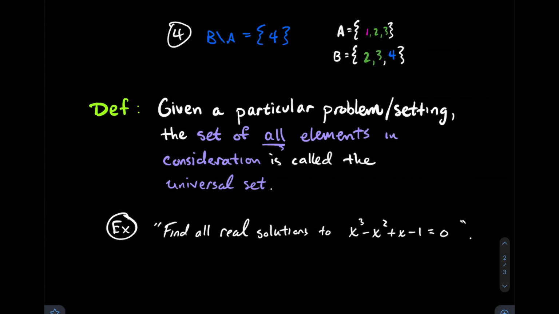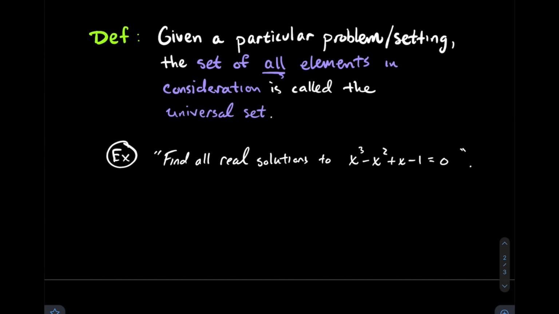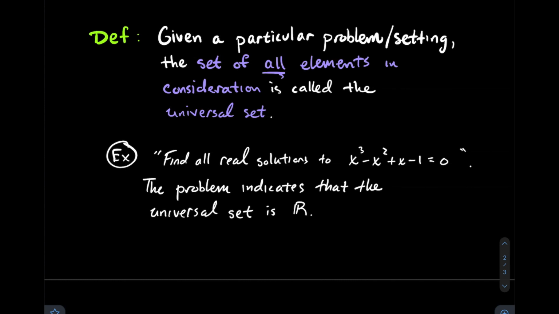So for the first one, something that you probably do in a college algebra class: find all real solutions to this polynomial equation, x cubed minus x squared plus x minus 1. And you're told the key word in there, like what kind of answers do you want? You want real answers. And so this problem is indicating that the universal set would be the real numbers, which remember we denote by a boldface R.